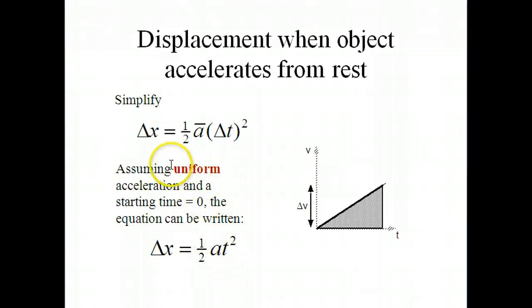Moving to the next slide, we can take the delta t's and square them. We end up with basically displacement delta x equals 1/2 the acceleration a times delta t squared. Now, assuming uniform acceleration and a starting time equal to 0, the equation can simply be written as delta x equals 1/2 at squared, which is displacement equals 1/2 times acceleration times the time squared.